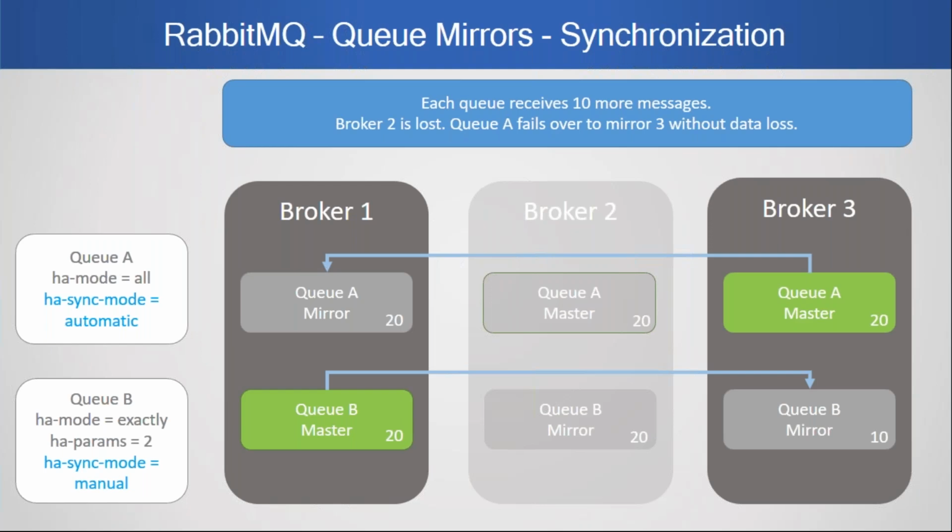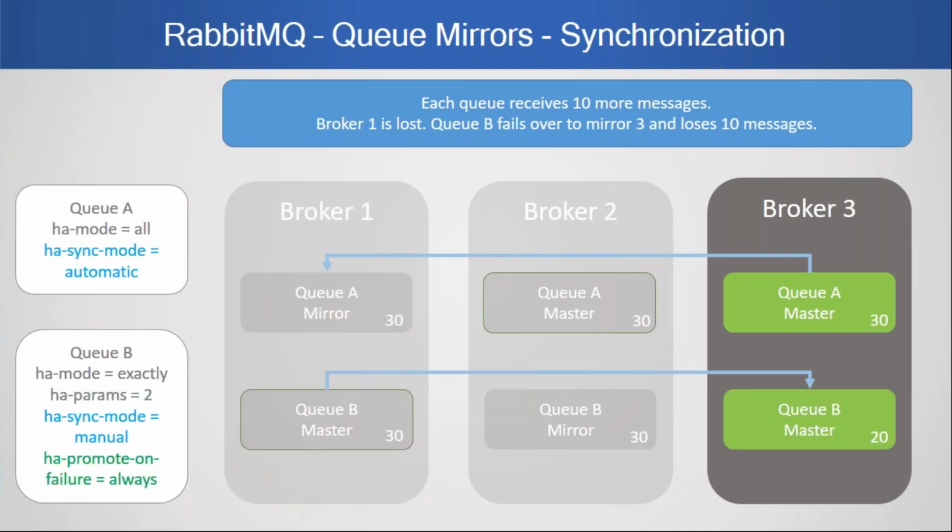We also, before broker 2 failed, had received 10 more messages to each queue. So now they've got 20 in each. And you'll notice that on broker 3, QB, the mirror has only 10 messages. And that's because we never replicated the existing 10 over. Now we lose broker 1. So we received 10 messages before broker 1 went down. So QA has 30 messages and QB had 30 messages, but then broker 1 went down, and because there was only 1 broker left, broker 3, it failed over to QB.